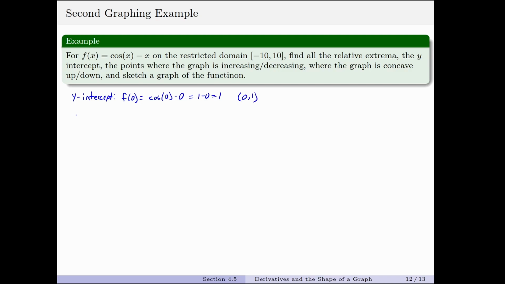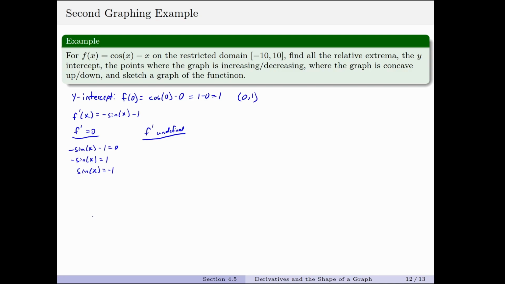Now let's look at the first derivative, f prime of x. The derivative of cosine x is negative sine x. The derivative of x is 1, so we have negative sine x minus 1. So now let's look for the critical points. We're going to look for where f prime is equal to 0, or where f prime is undefined. So negative sine x minus 1 equals 0. So negative sine x equals 1. So sine x equals negative 1.